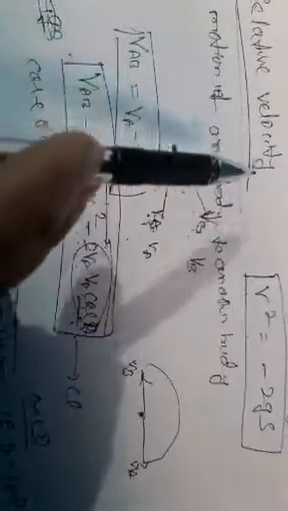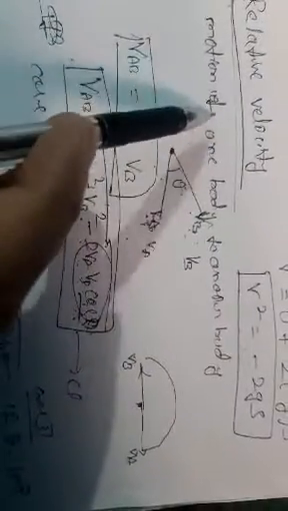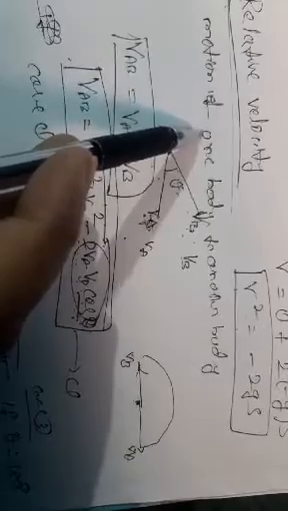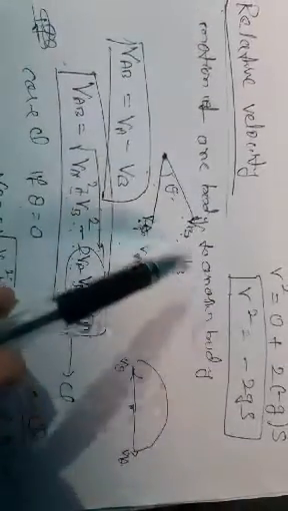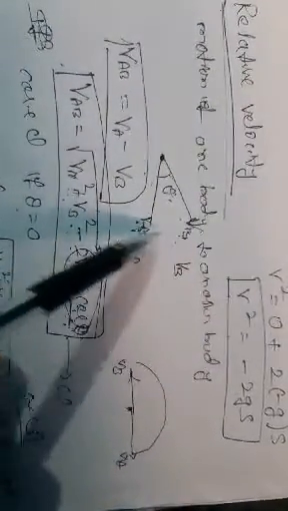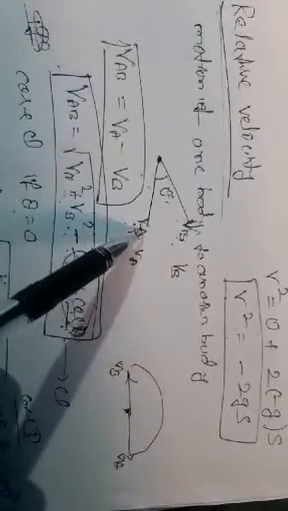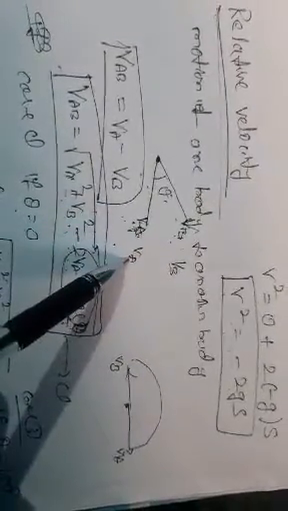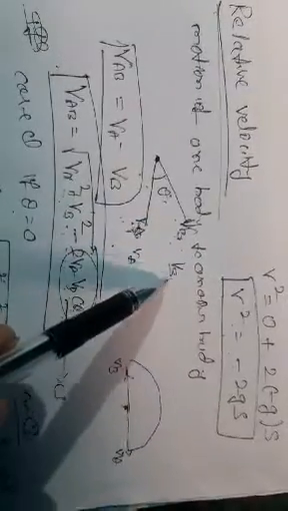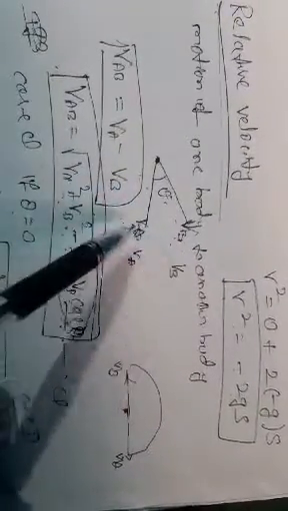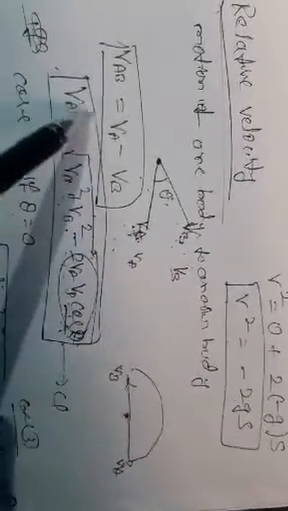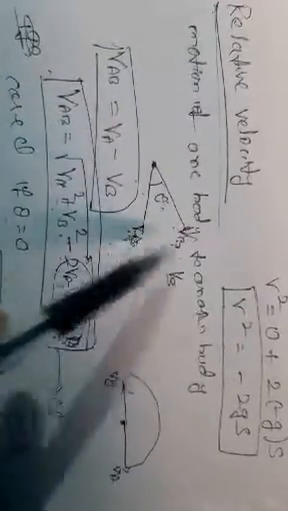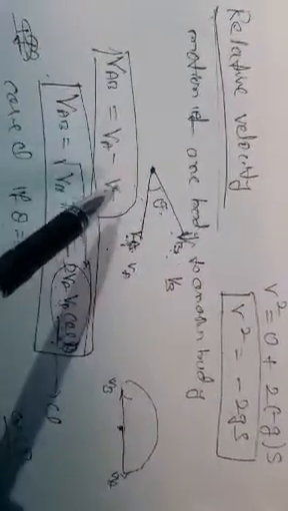First of all, what is the meaning of relative velocity? The relative velocity means the motion of one body with respect to another body. That is called relative velocity. Consider A and B to be two different particles, and the speed of the first particle is called VA, the speed of the second particle is called VB. Theta is the angle between VA and VB. Therefore the relative velocity of A and B is given by VAB equal to the difference of the particles, that is VA minus VB.